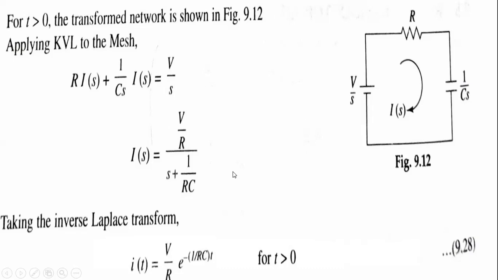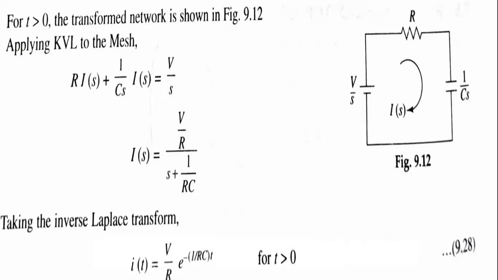We take the inverse Laplace directly, because in this case there is no such complicated equation. This I(S) is very small, a single term, so there is no need to do the partial fraction, only S plus 1 by RC, because S is equal to 1 by RC there. So there is no need to do the partial fraction; directly you can take the inverse Laplace transformation.